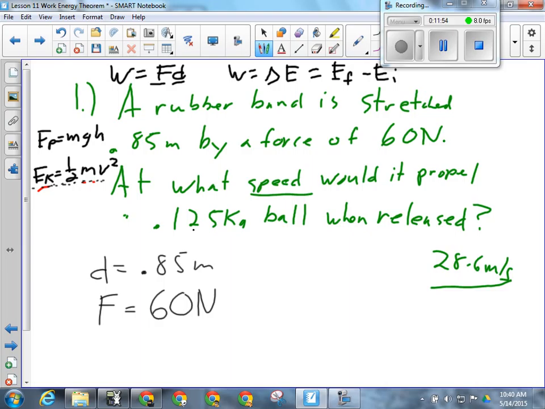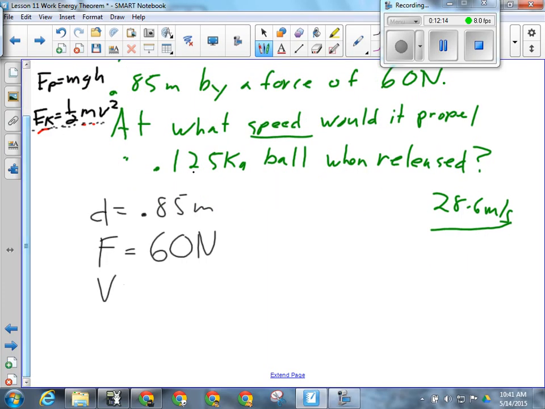All right, so I've been given a distance and a force. What's going on in this question? Those two things can be used to calculate work. Work is being done in this question. If I've got a force and a distance, work's being done here. All right, at what speed? Speed's something we don't know here. Would it propel a 0.15 kilogram ball, mass is in kilograms, when released?